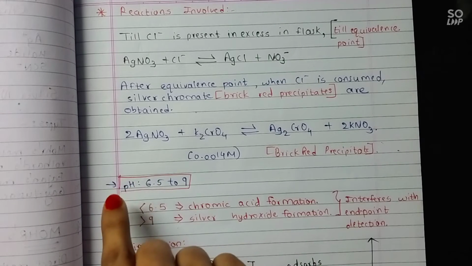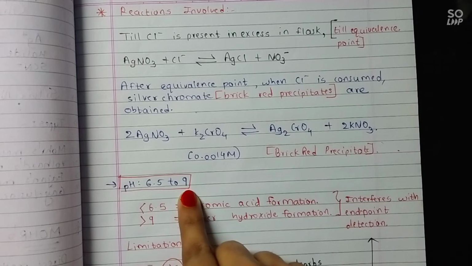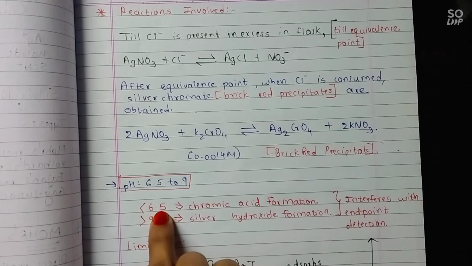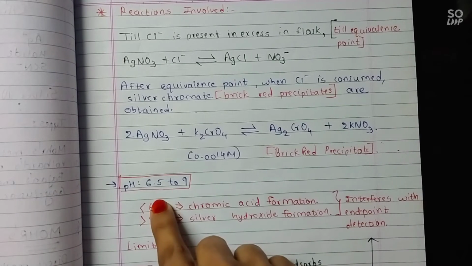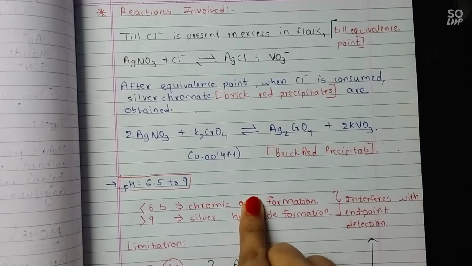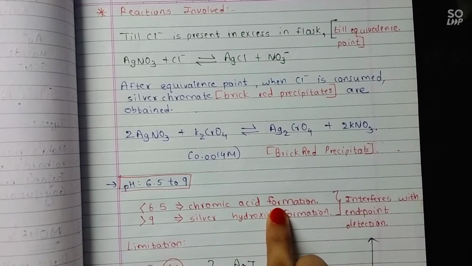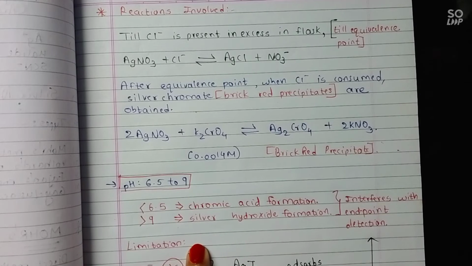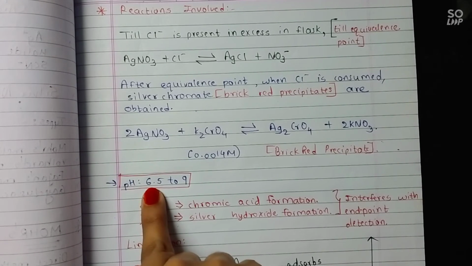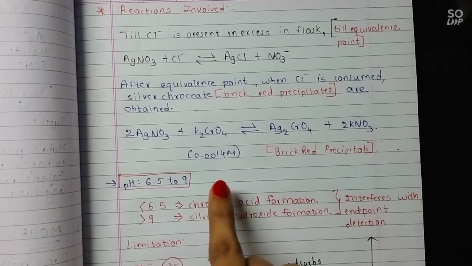First is that it should be operated only between the pH of 6.5 to 9. If the pH is less than 6.5, then what will happen? Chromic acid will form, because this is acidic pH. And if the pH is greater than 9, that is basic pH, hydroxide ion formation, that is silver hydroxide formation, will happen, and both of these will interfere with the endpoint detection, and we don't want that. So the pH should be maintained between 6.5 to 9, otherwise we will get wrong or false information.